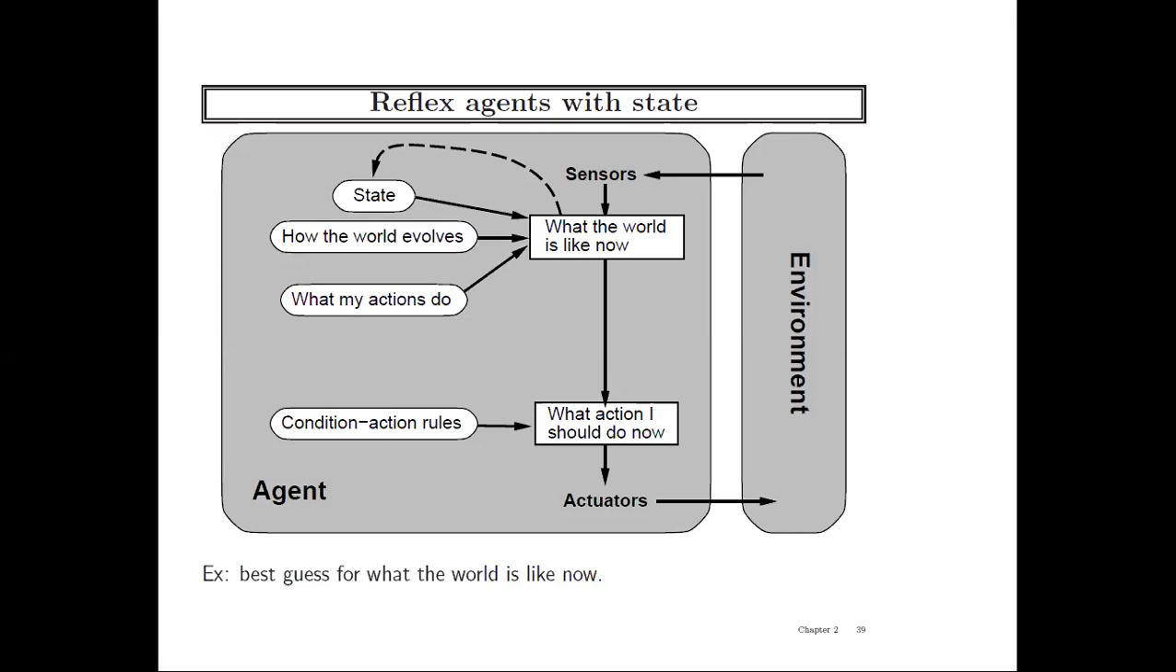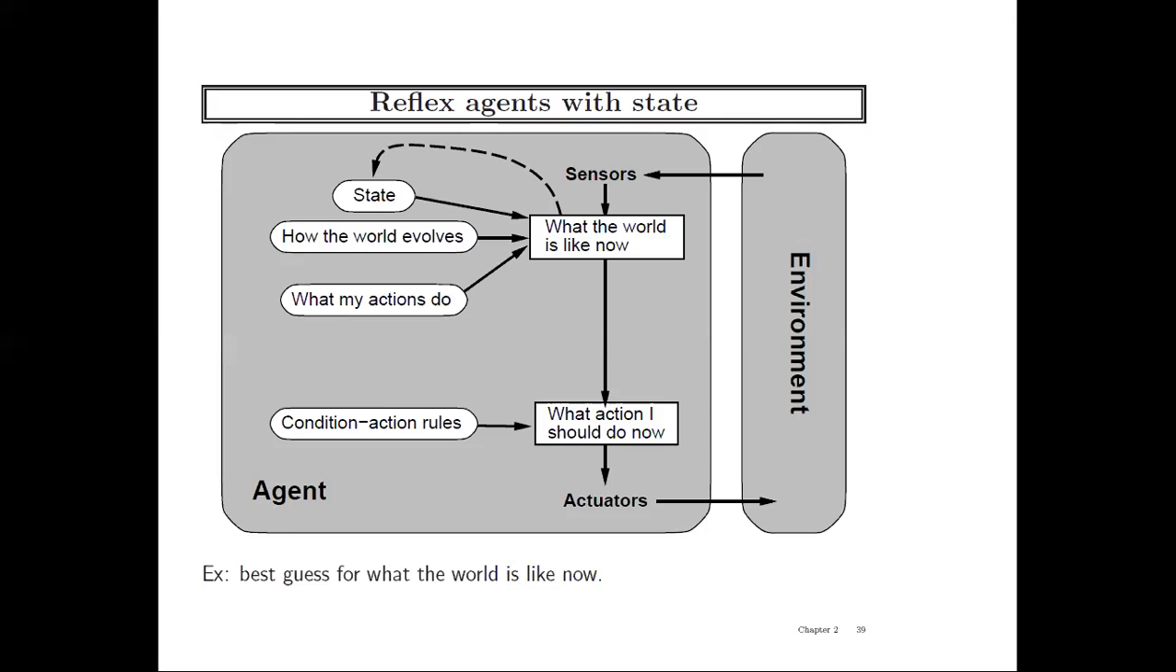So in this model, what is the difference from the previous one? On the left hand side, you can see there are three things which emerged. One is called the state. Number two is how the world evolves and what my actions do. This was not present in the simple reflex agent. Why? Because in the simple reflex agent, there is no need to model the situation.